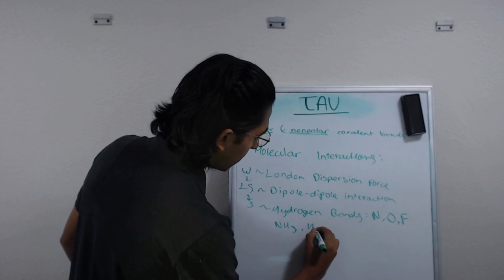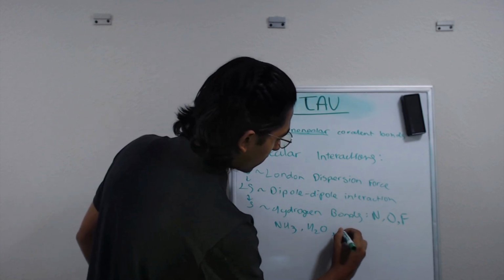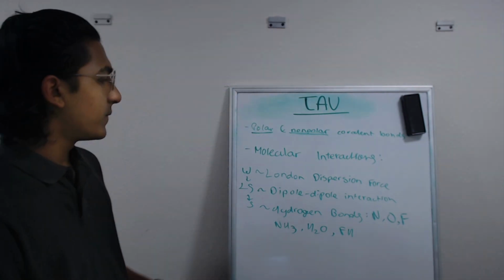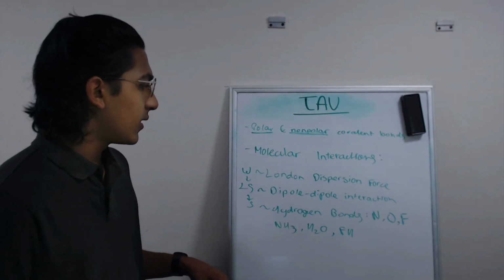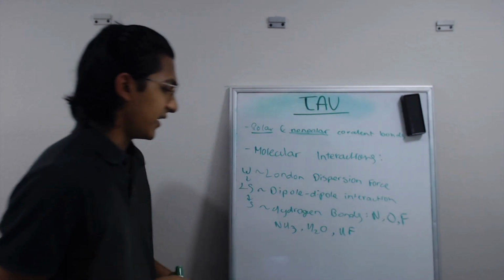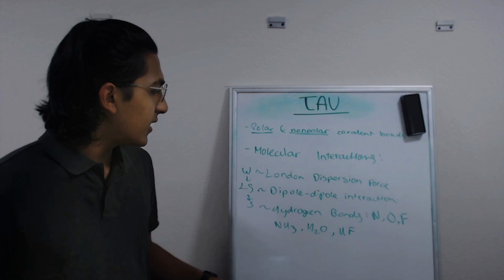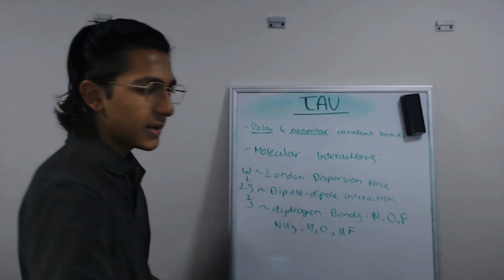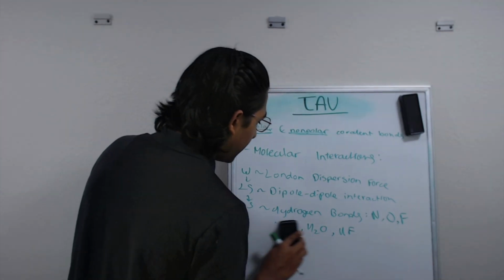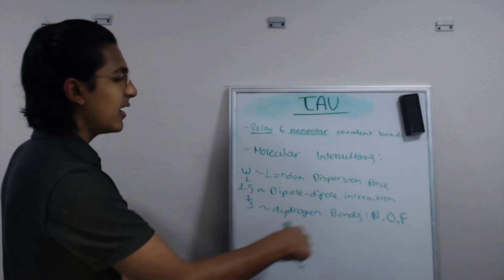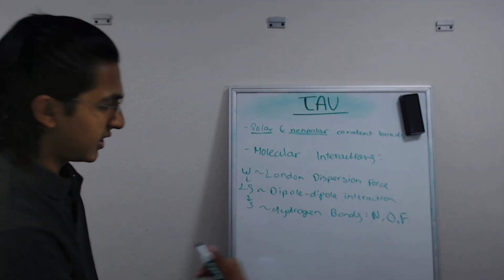NH3, H2O, or HF, right? What's going to happen? These are going to have hydrogen bonds within them. Let me explain in an easy example. It's pretty much the same thing as a dipole-dipole interaction, but it is stronger because of hydrogen.